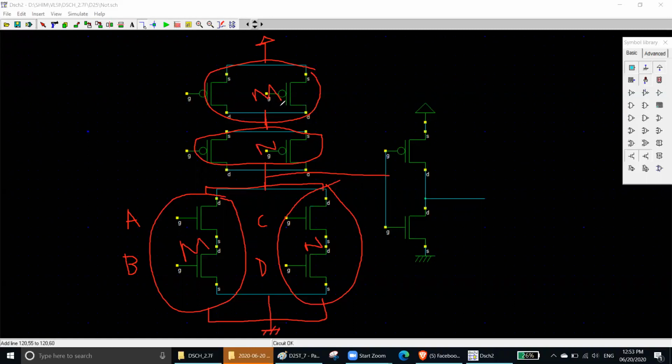Okay. Now for M and N at the top, since they were series here, so at the PMOS, they should be what? They should be definitely parallel. So here, this is our A. This should be our B. Since C and D are series here, so they should be parallel here. This is our C and this is our D. Understand? Okay, let's erase some part.